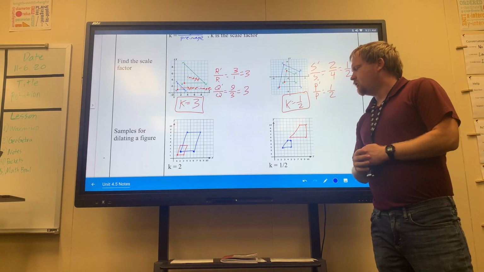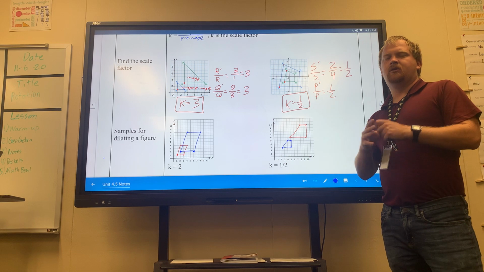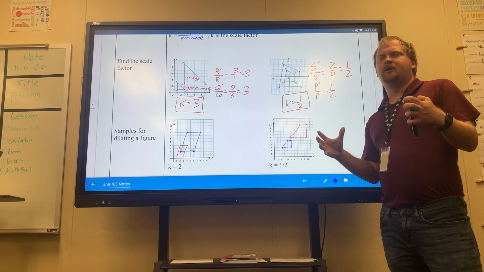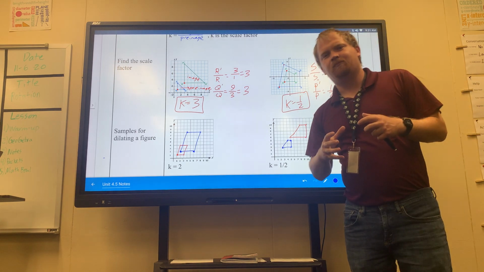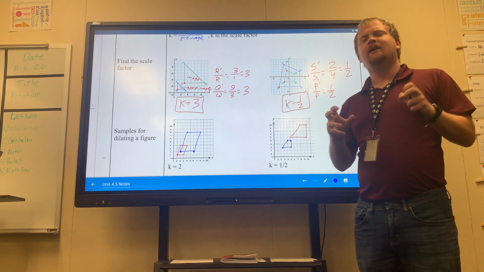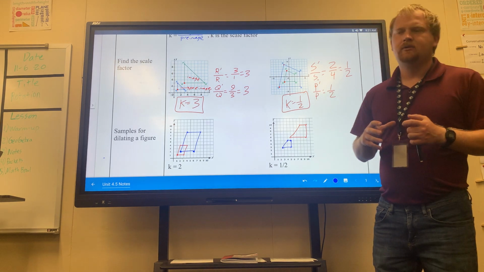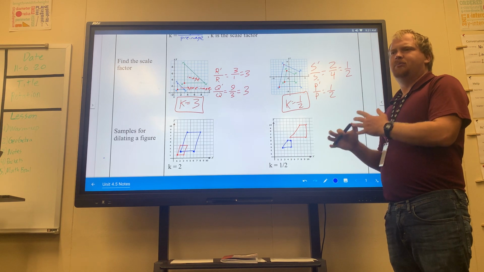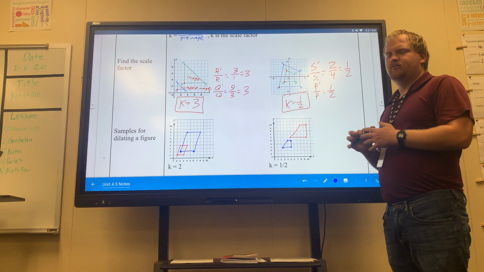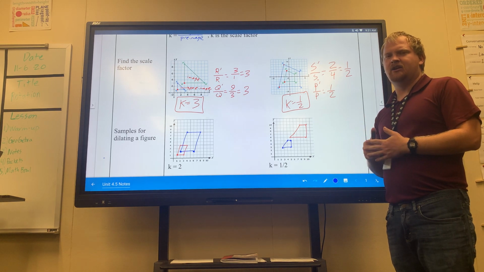So with dilations, we got to remember that in order to make something bigger, we're multiplying by a value larger than 1. And if we reduce something, we're multiplying or dividing by a value that is less than 1. But remember, we just got to multiply the values. We got to multiply each point by the scale factor in order to get our dilation.